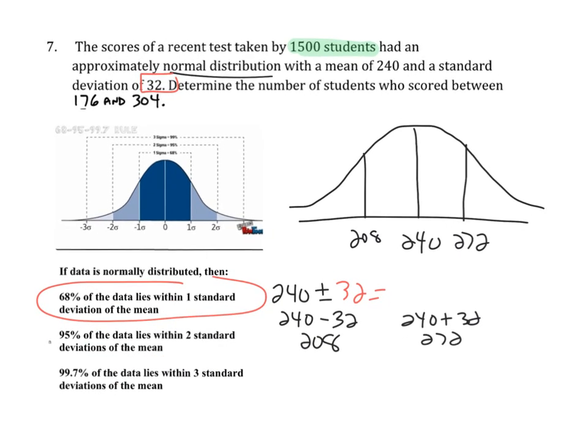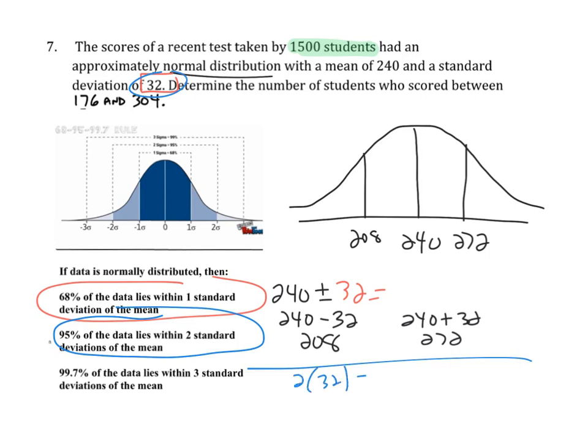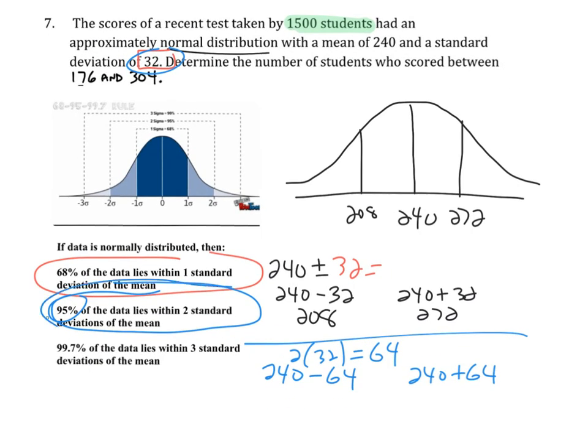Since I know that 95% of the data lies within 2 standard deviations, if I take the standard deviation of 32 and multiply it by 2, that gives me 64. I know that 95% of the scores are between the average 240 minus 64 and the average 240 plus 64. So 95% of the scores on this test are between 176 and 304.